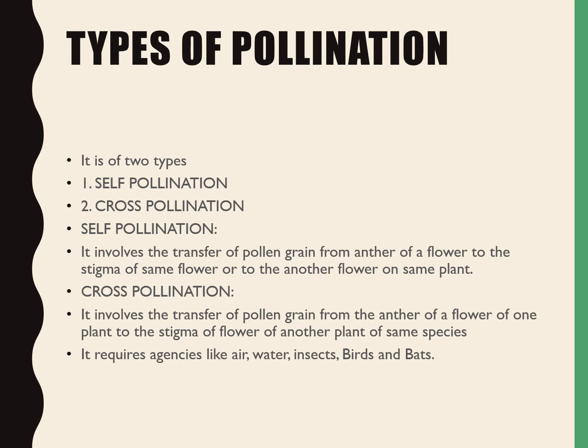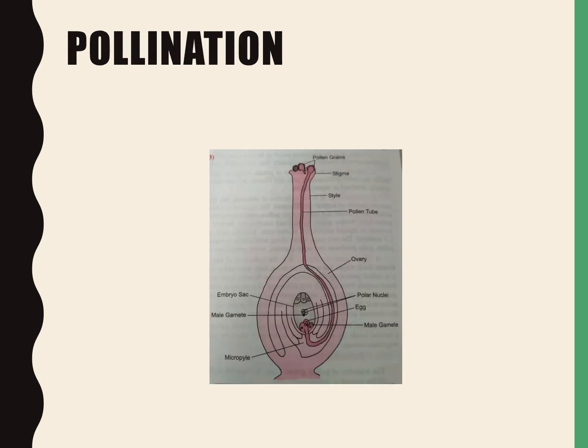See, this is the pistil. You can see the stigma where pollen grains are lying, then a stalk, that is the style, and the swollen part at the base is the ovary.